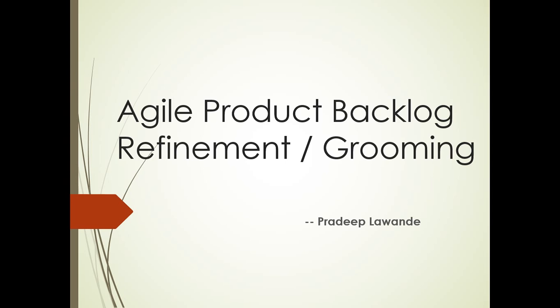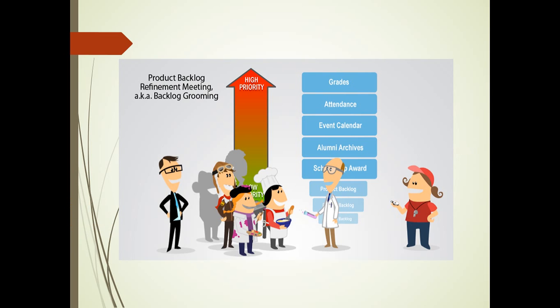Today I will be discussing Agile product backlog refinement or grooming session. So, what is product backlog? Product backlog is a list of all the requirements or the customer expectations yet to be built into the product. Now, what is the aim of the product backlog refinement or grooming session?